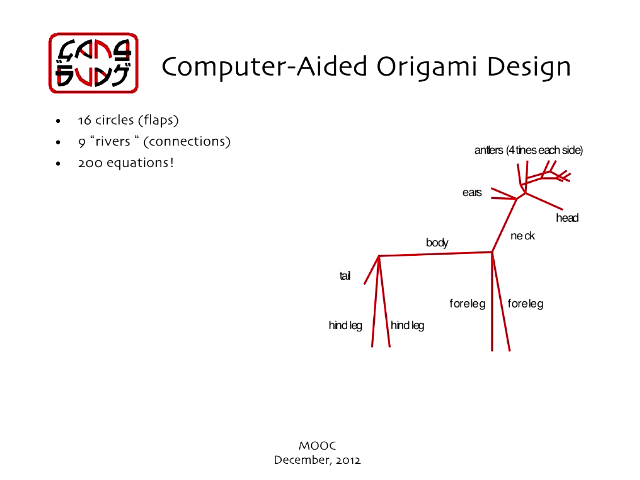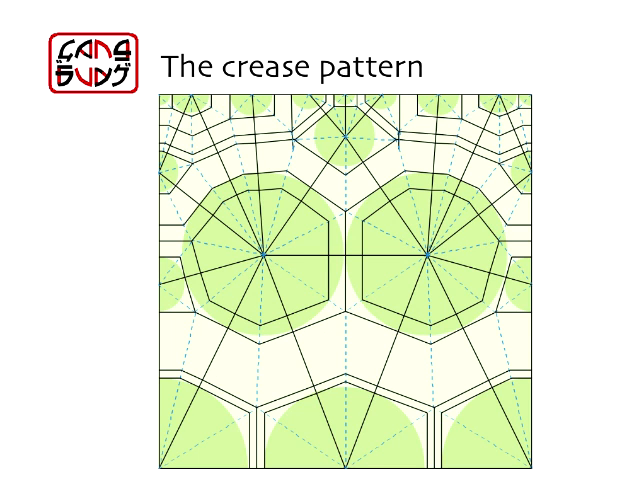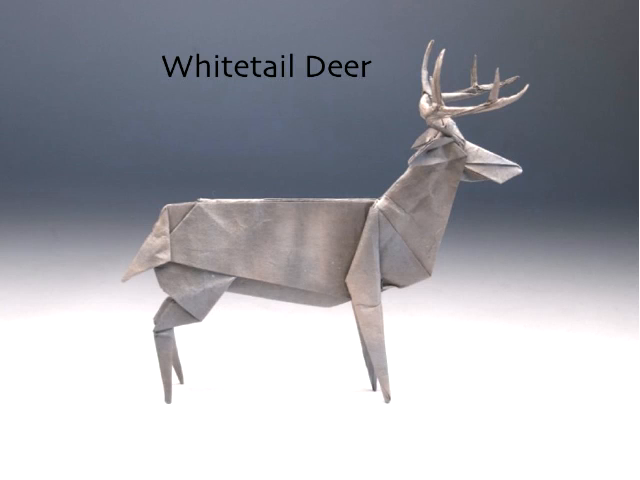I wrote a computer program that takes a stick figure, converts it into circles, converts that into equations, and when we solve the equations, it will give us a crease pattern. And this is a crease pattern for that stick figure. And if you take this crease pattern and you fold it up, you'll get a base that, with a little more shaping, will give you exactly the stick figure we're after, which in this case is a deer.